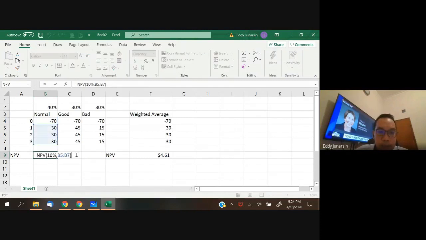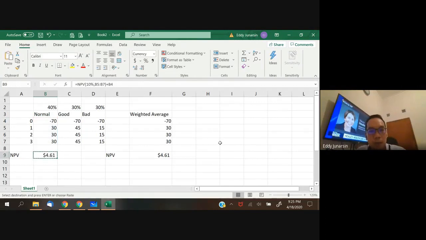This, let me repeat, plus the initial investment. Okay, so I make a copy and paste to the right side. Now you see, it's a very important fact that if the bad scenario is the one that prevails, then the NPV would be minus 32 million. So again, this project is not feasible, right? If the bad scenario does come to pass.